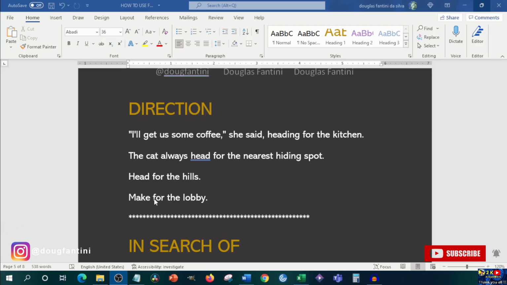Head for the hills, or make for the lobby. Take a look at these examples. Make for the lobby, you are going to the lobby, but "make for" is better to use in examples related to direction. Okay, "make for" and "head for," you're going to use in these exceptions.